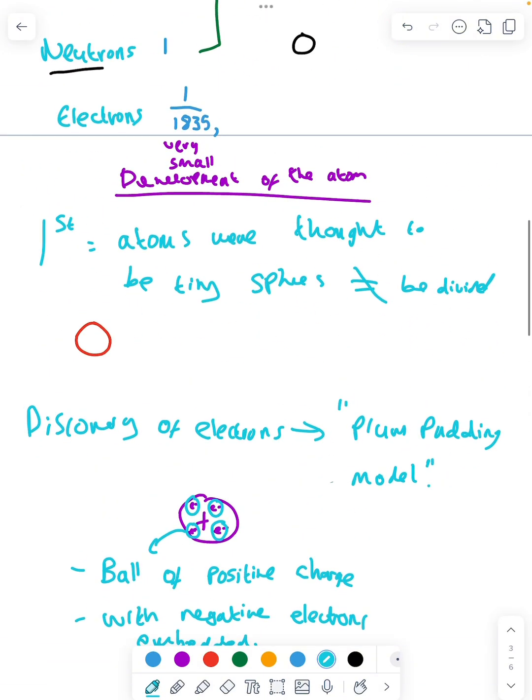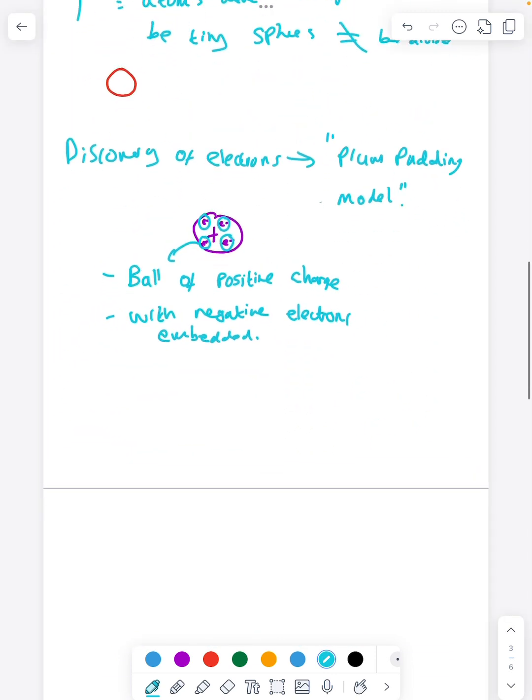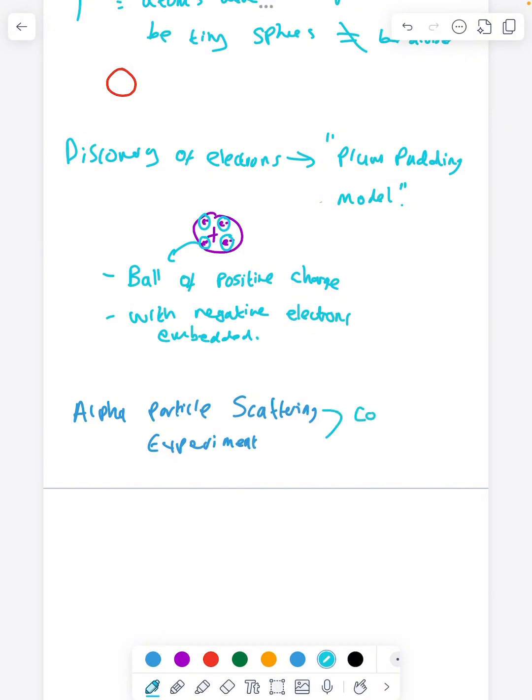But again, we started off just thinking that there were spheres that can't be divided, and now we've got the plum pudding model of an atom. And you've probably heard of what came next, the alpha particle scattering experiment. So this is just kind of what it sounds like, right? So what they did here, the whole point of this, what they concluded, was that the mass of an atom was concentrated at the center of the atom.